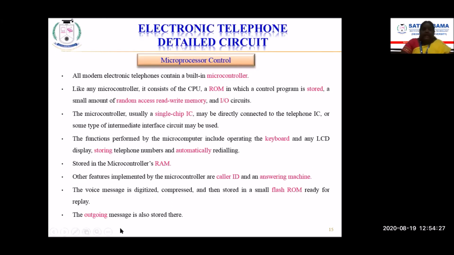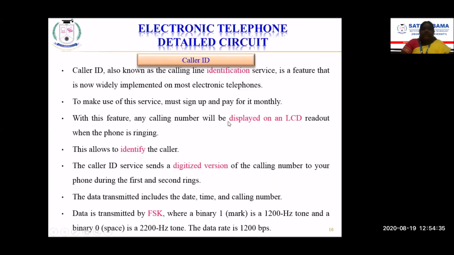Okay, and we have the outgoing messages also stored here. So if you want to leave some messages to some particular number, that is also going to be an outgoing message. And we have the caller identification, as most of us are familiar with. It is also known as the calling line identification service, and it is a feature that is now widely implemented in most electronic telephones. As we have it in our mobile phone also, caller ID, Truecaller, we have, is it not? Same way in the standard electronic telephone also we have the identification service.